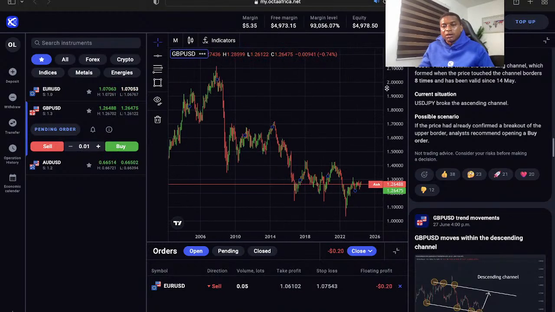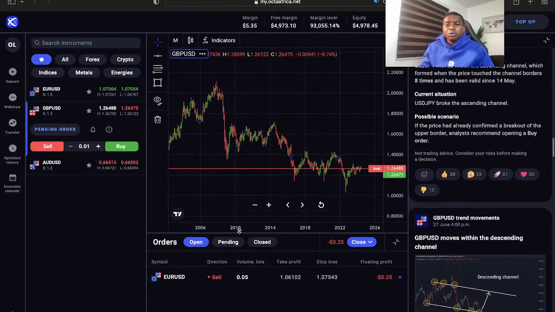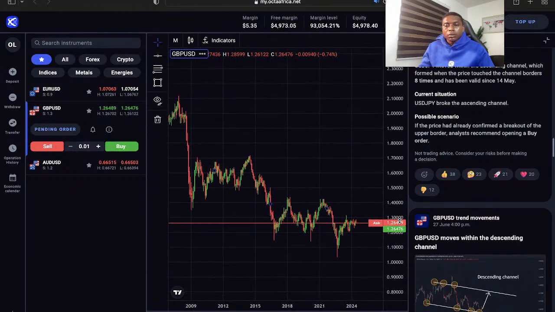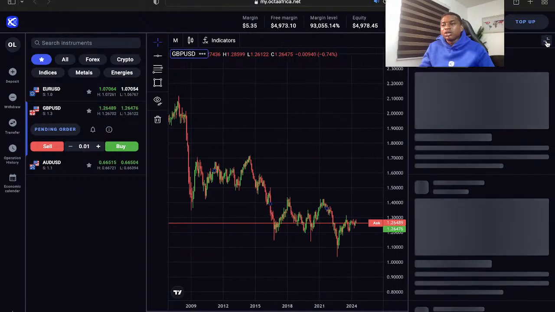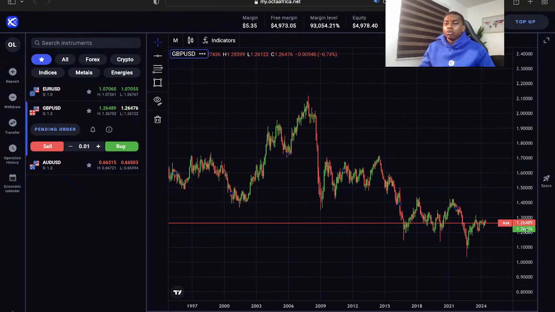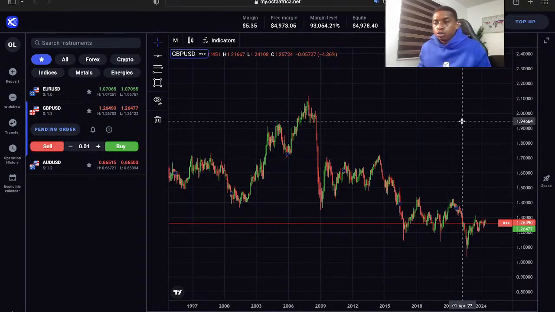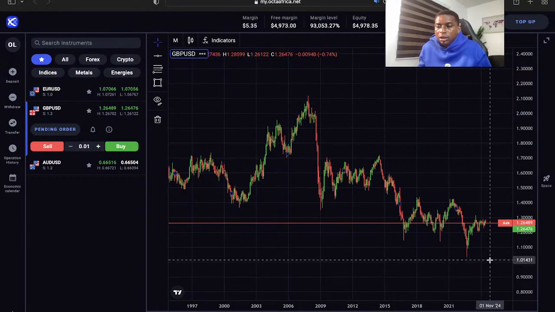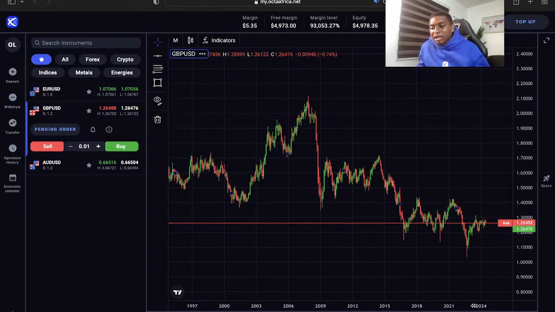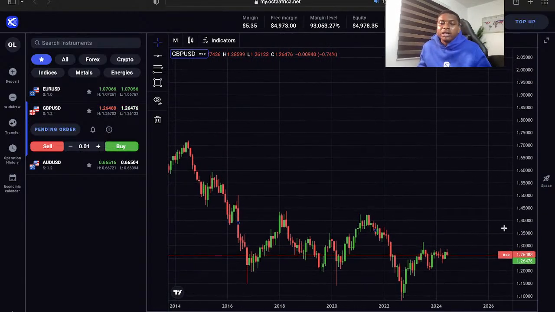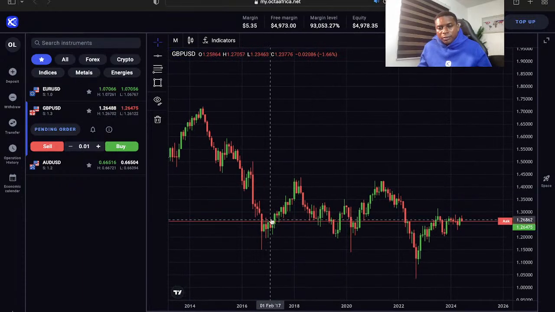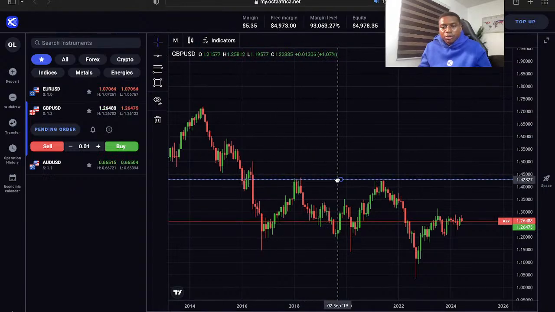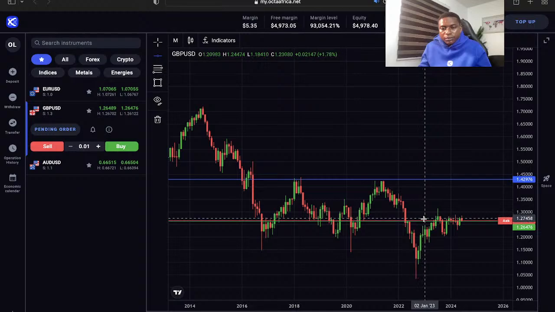So GBP USD, now let's check this out. On GBP USD, you can see that you can use this expand button and contract button to expand and close up whatever features you would like to just keep for the time being, so that it can give you bigger space likewise. So you can see here that GBP USD is just trading below this level.